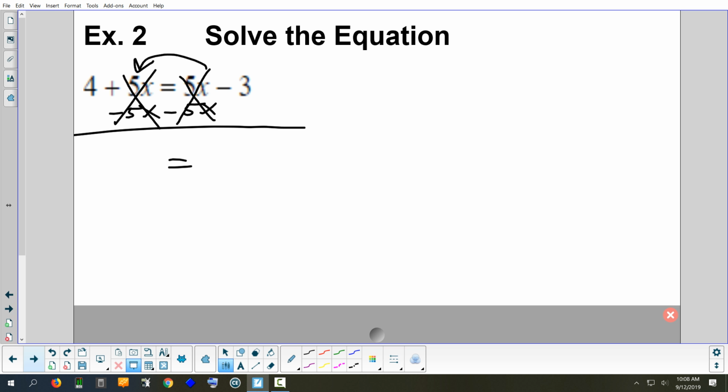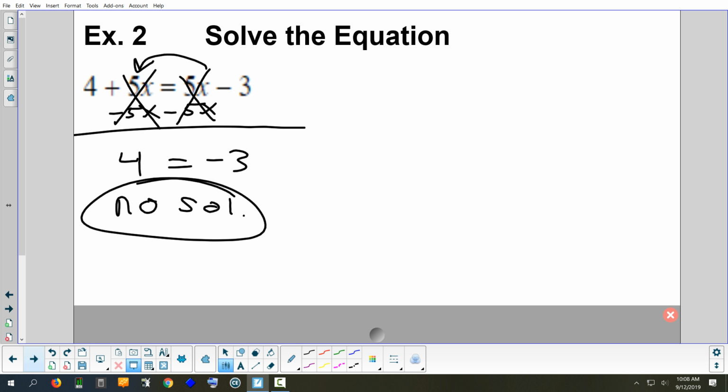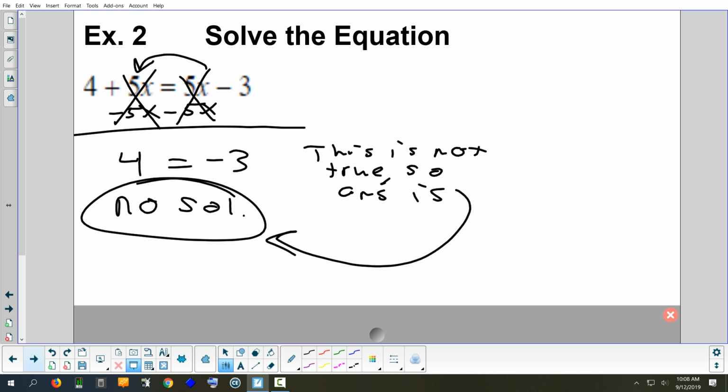What's on the left-hand side now? 4. What's on the right-hand side? Negative 3. Does 4 equal negative 3? No. That means no solution. The way you know that it's no solution is you end up with something that's not true. This is not true. So, the answer is no solution. Don't write "this is not true." That's not the answer. The answer is no solution.